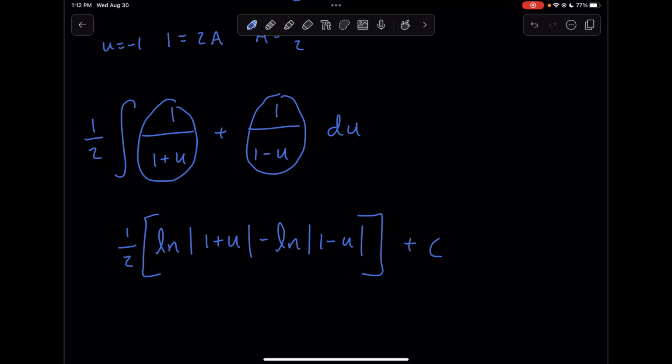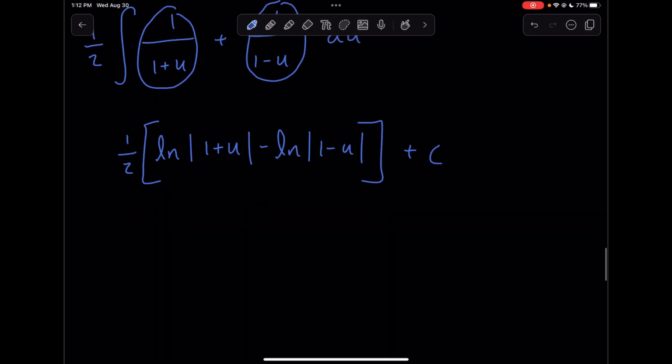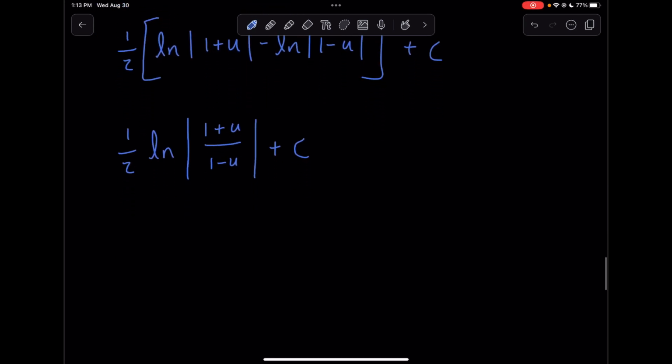And lastly, we can go ahead and rewrite this using log properties. So this is 1 over 2 ln, and when you have subtraction, you can turn that into division in one singular log. So that's (1 plus u) over (1 minus u) plus c. And our final step here is just going to be to convert u's back into what they originally were, which was sine of x. So that's 1 over 2 ln of (1 plus sine x) over (1 minus sine of x) plus c.